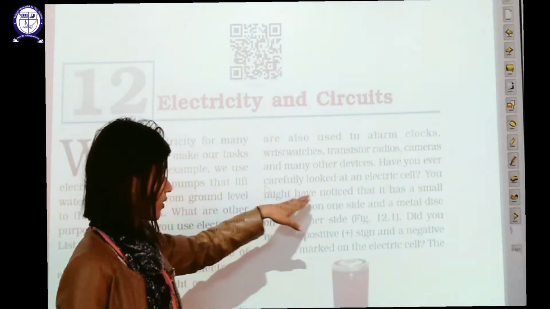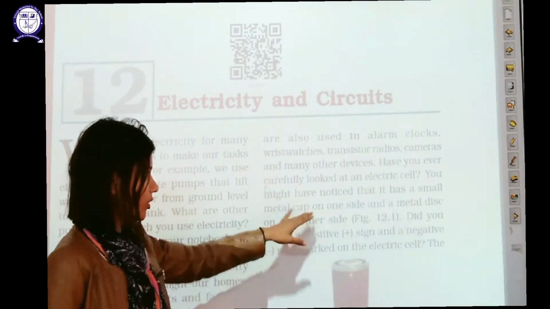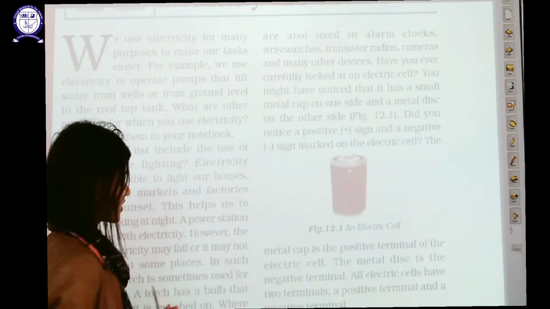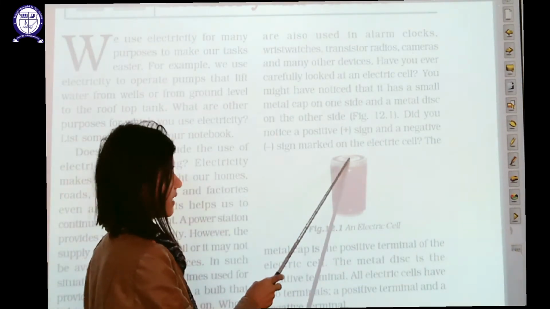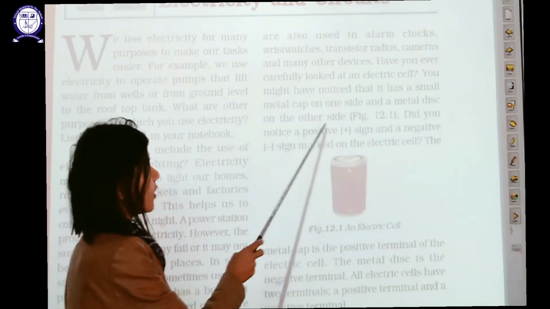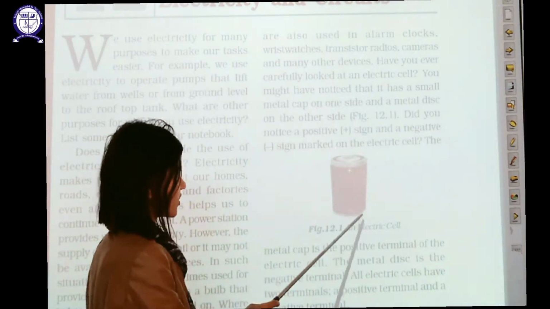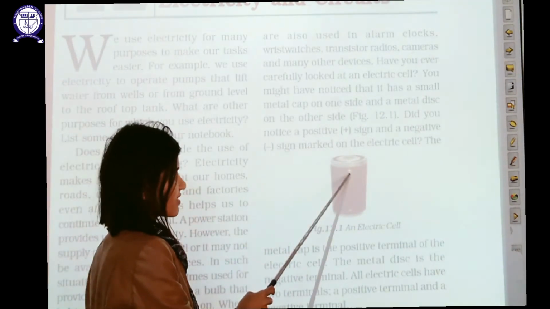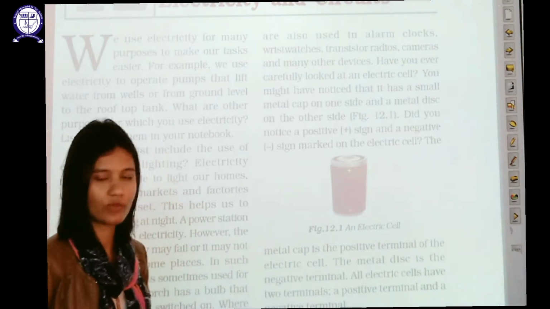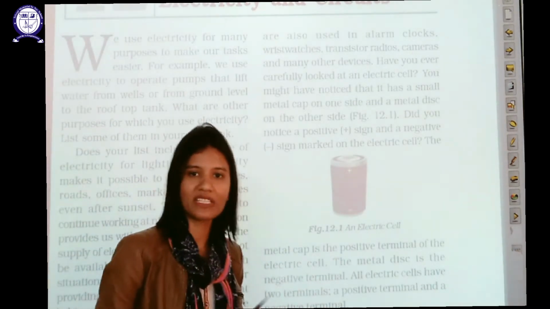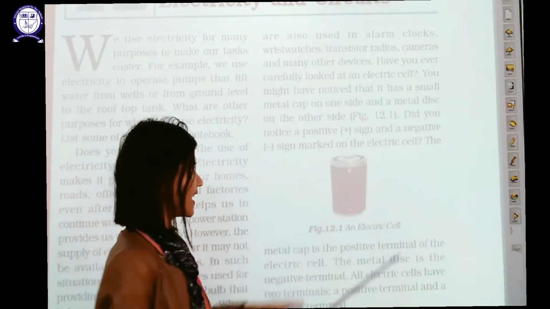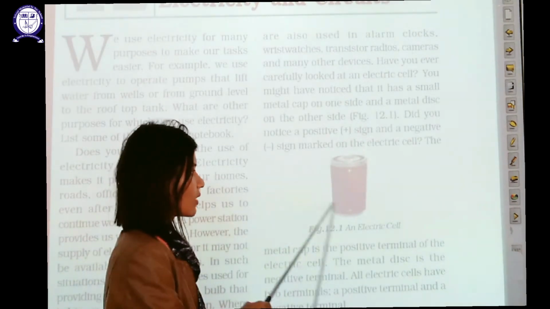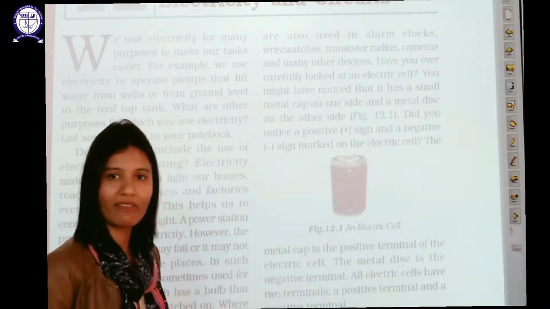Have you ever carefully looked at the electric cell? You might have noticed that it has a small metal cap which can be seen, okay. The small metal cap is attached to one end, and on the other side there is a metal disc, okay. So this is the metal disc, and on one side the metal cap is there. Did you notice that there is a positive sign over here and a negative sign over here? So in each and every cell, two types of charges are there, positive charge and negative charge, and current will flow from either positive to negative or negative to positive, okay. Otherwise current will not flow.